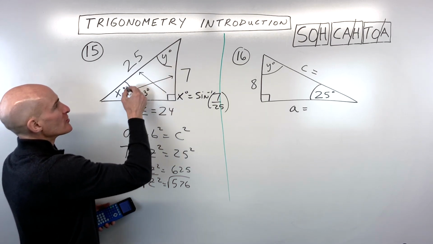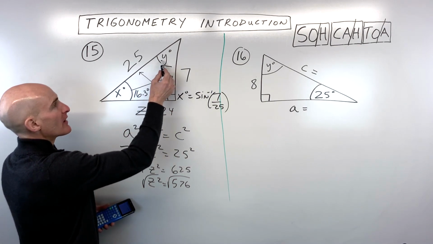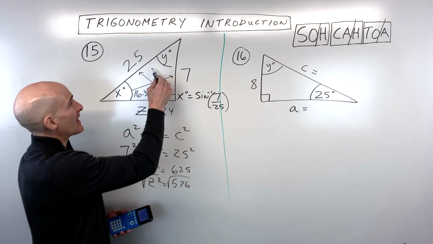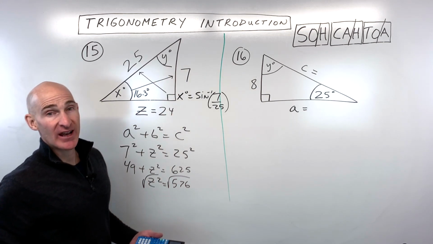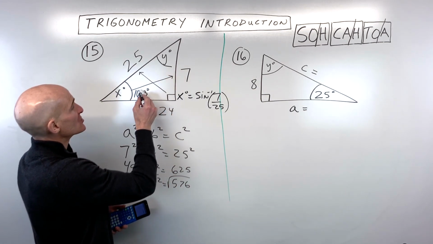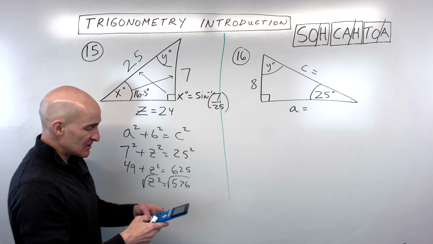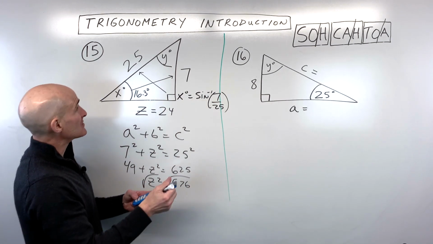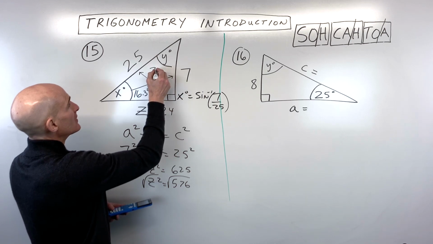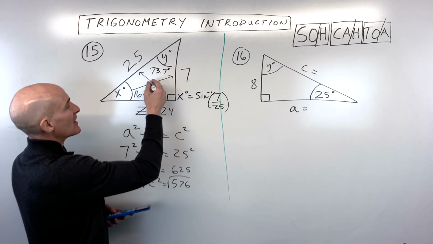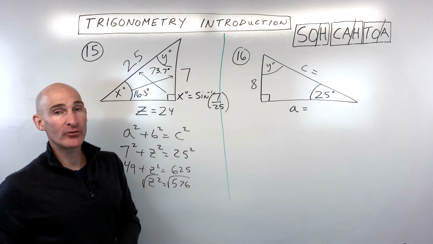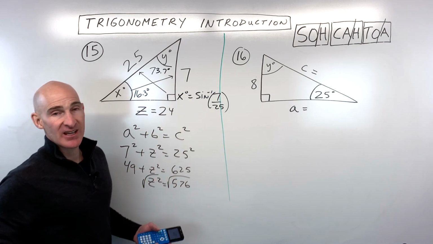And these two angles, the two acute angles in a right triangle, they always add up to 90 degrees because 90 plus 90 is 180. So a quick way to do this is just take 90 minus 16.3, and that gives you the other angle, which is 73.7 degrees. And now you solve the triangle. You found all three angles, all three sides, it's solved.